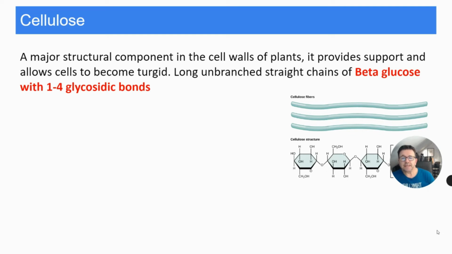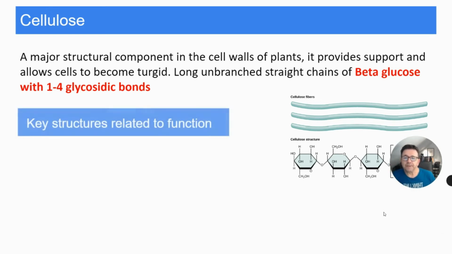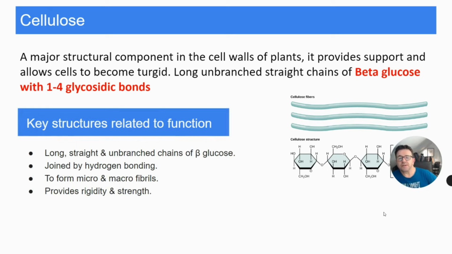Now, cellulose, again found in plants, in cell walls, it provides support and allows cells to become turgid. So they are made of long unbranched straight chains of beta-glucose, and those have 1 to 4 glycosidic bonds. So almost making a grid-like structure. So very linear and then held together by hydrogen bonds, making them extremely strong. So key structures related to function: they're long, they're straight, they're unbranched chains of beta-glucose, they're joined by hydrogen bonds.